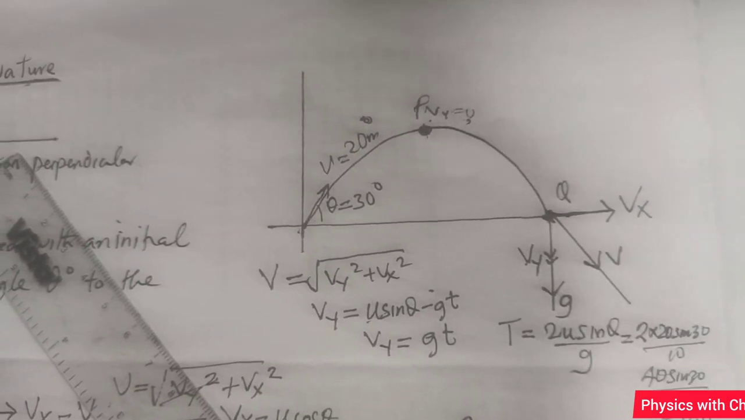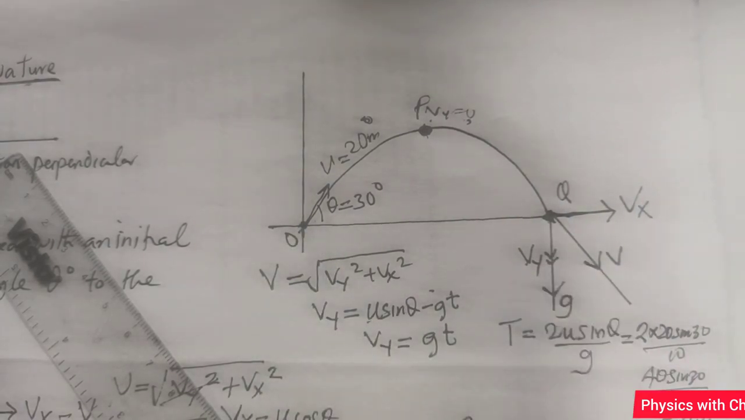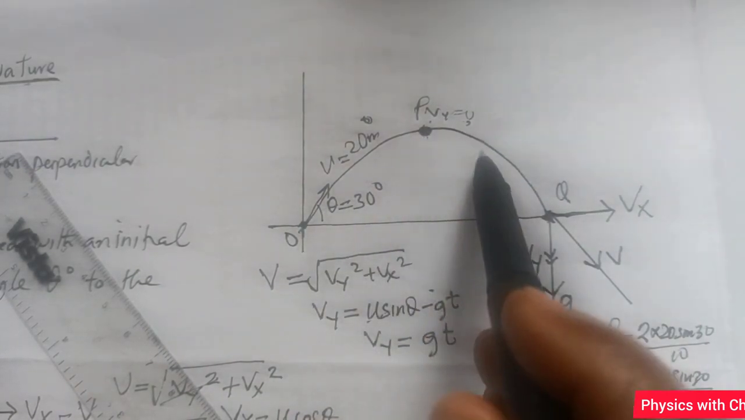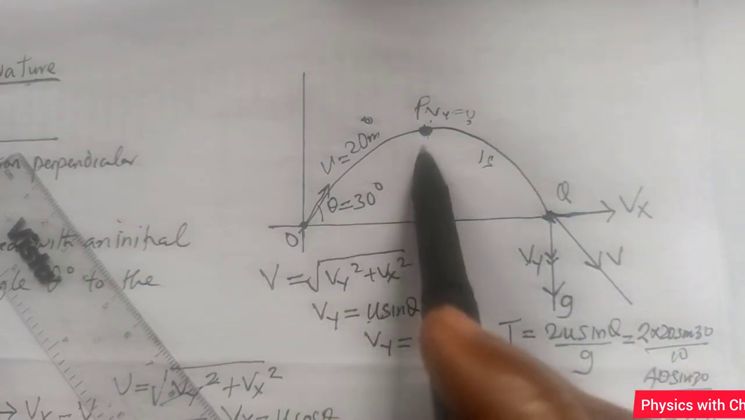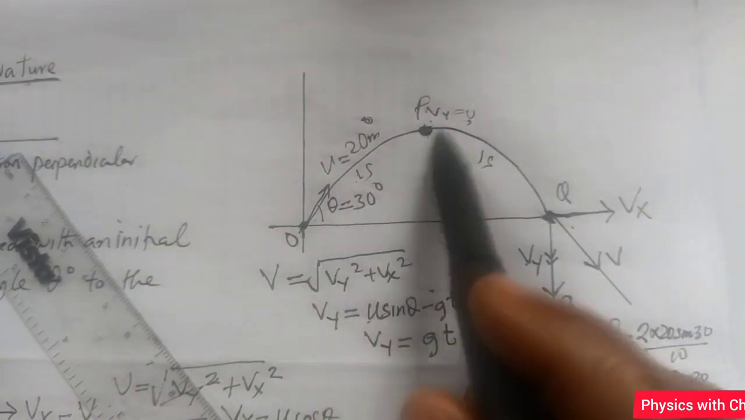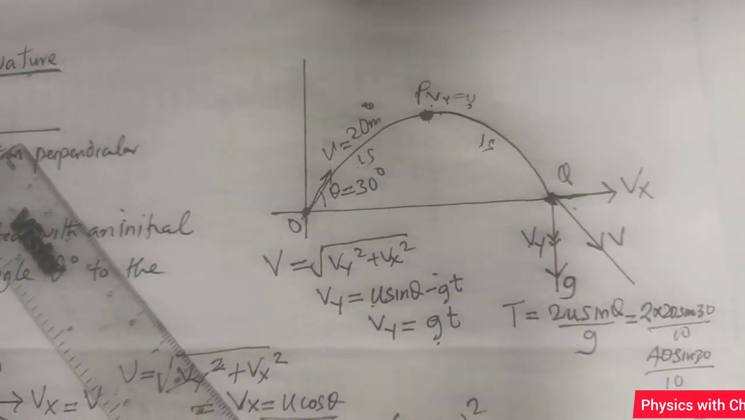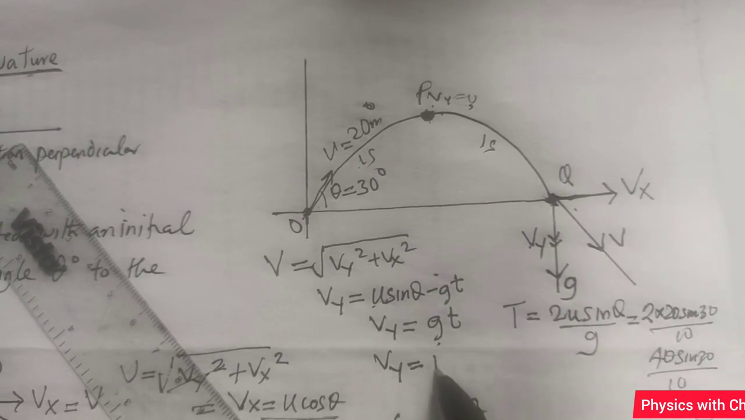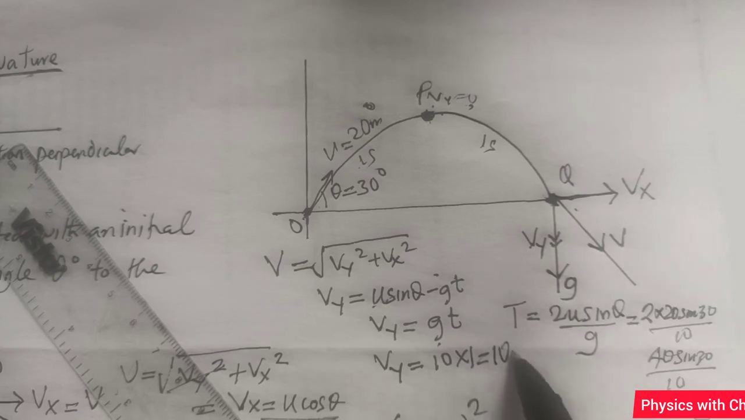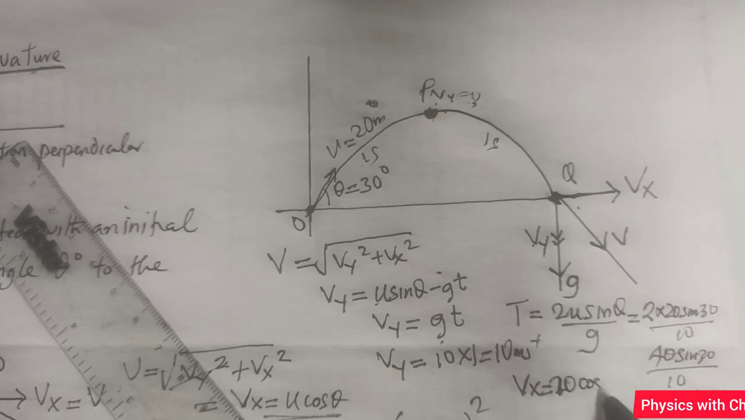Now, the 2 seconds is the total time taken for a projectile to go from the point of projection, which is point O, to point Q where it strikes the ground. Which means it will take 1 second to go from P to Q, since P to Q is halfway of the journey from O to Q. So it takes 1 second to go from O to P, and another 1 second to go from P to Q. So that's the 1 second I'm using there. So I can find my Vy, which gives me 10 times 1, that is 10 meters per second. That's my Vy. And my Vx component remains u cos theta, which is 20 cos 30. That is 17.6 meters per second.